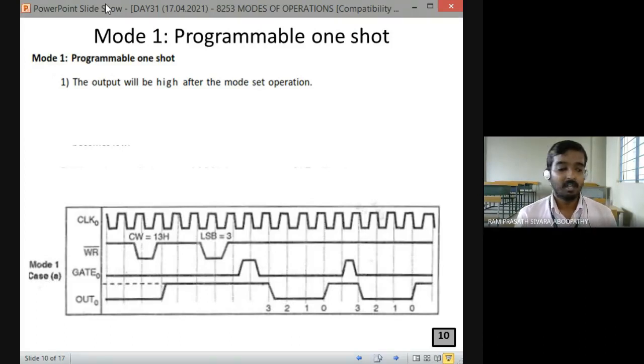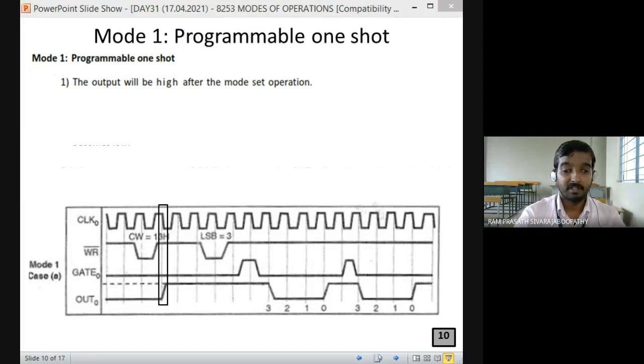Anga enna sonom? Na mode select panna odane mode 0 la output vandu low aayidum sonom. Inge enna agudhu parunga? It will be high. Fine. Now control word 13H. 13H எழுதுறேன் அப்படின்னா மீனிங் என்ன பாருங்க. 0001 0011. On seeing this, can you people tell the mode of operation?